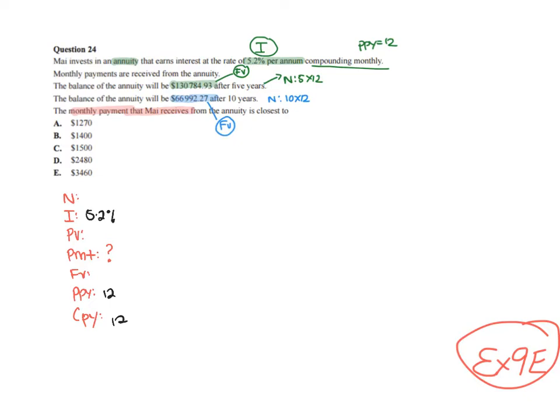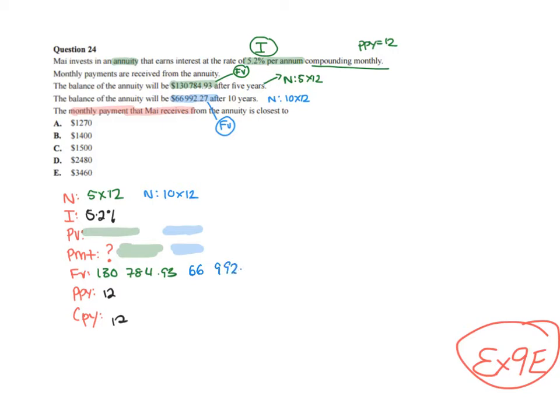Now, can you see up here if I do my first scenario, when it's 5 times 12, I know the final value is 130,784.93. But can you see I'm still missing 2 things, aren't I? So I still don't have 2 pieces of information there. I can only use Finance Solver if there's one thing missing. And you can see if I did the blue scenario, when it's 10 times 12, it's the same thing. I have these 2 missing.